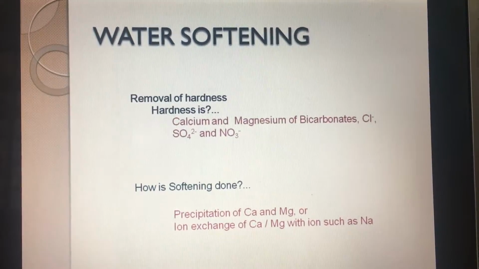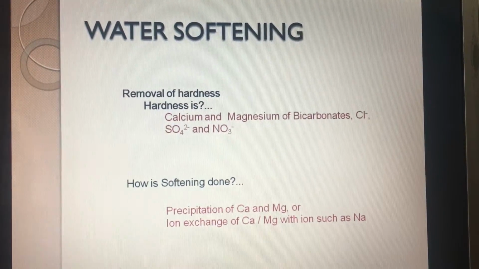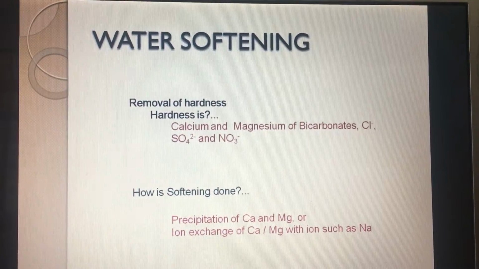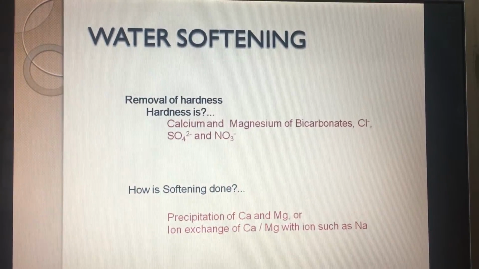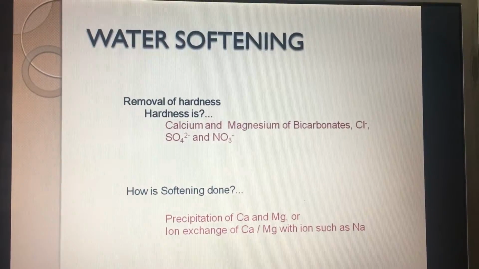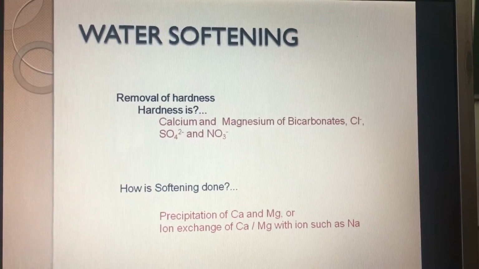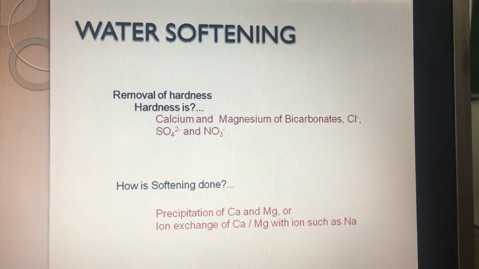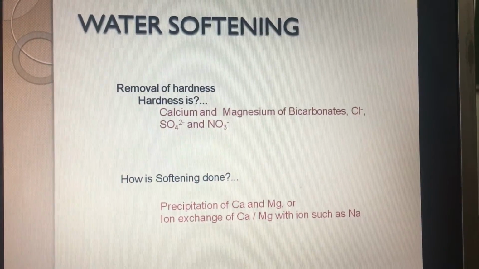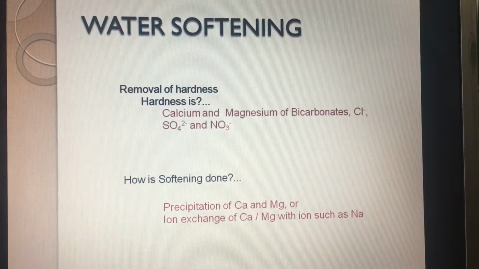So generally we use ion exchange of calcium and magnesium with ions such as sodium, or the anions can be exchanged with hydroxide ions and cations like calcium and magnesium with the H plus ion, that is the hydronium ion. So this is the ion exchange process. Compared to the precipitation method, this is well and good.